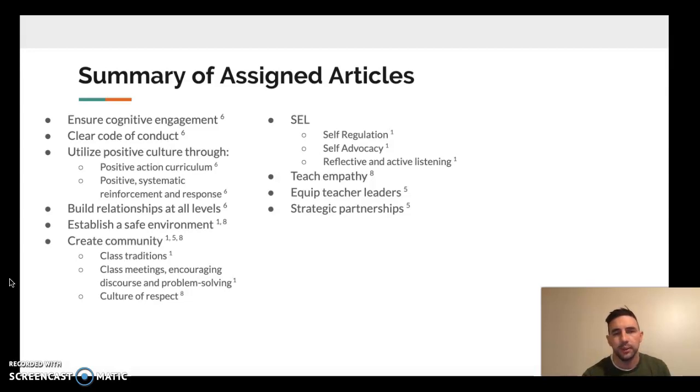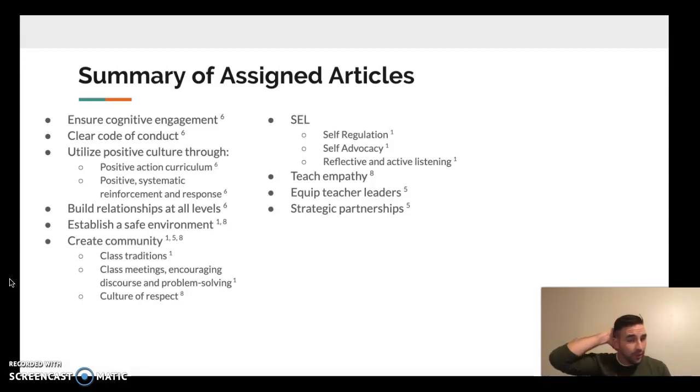Another article brought up helping students understand what others might be feeling in certain circumstances. And then another novel one I thought was equipping teacher leaders. I thought that was really novel because if the teacher feels empowered to really be that leader, then maybe they'll take it by the horns a little bit more. And we saw in the statistics there's clearly an issue with active supervision, so potentially equipping some teacher leaders might help with that as well.